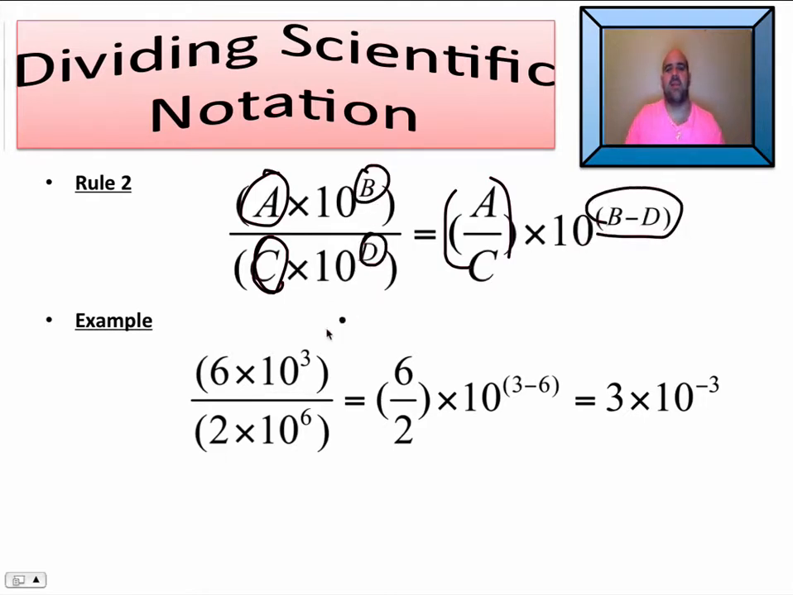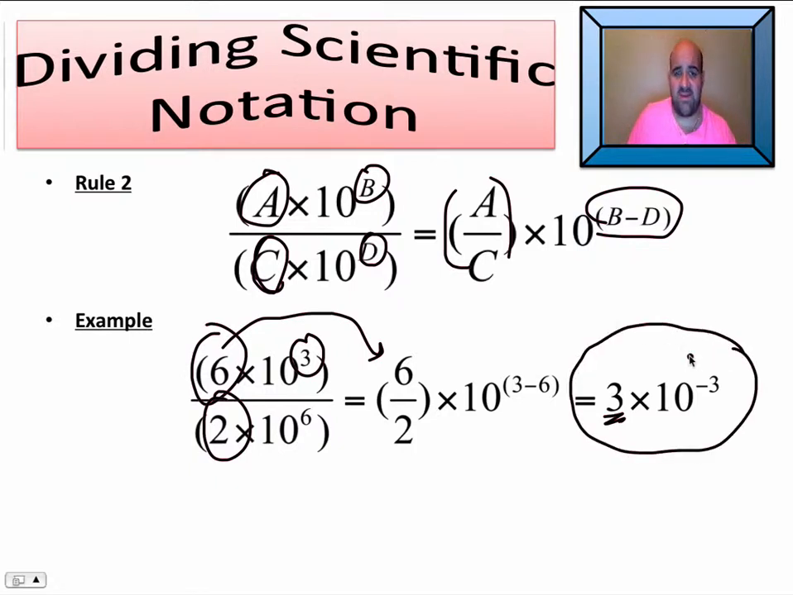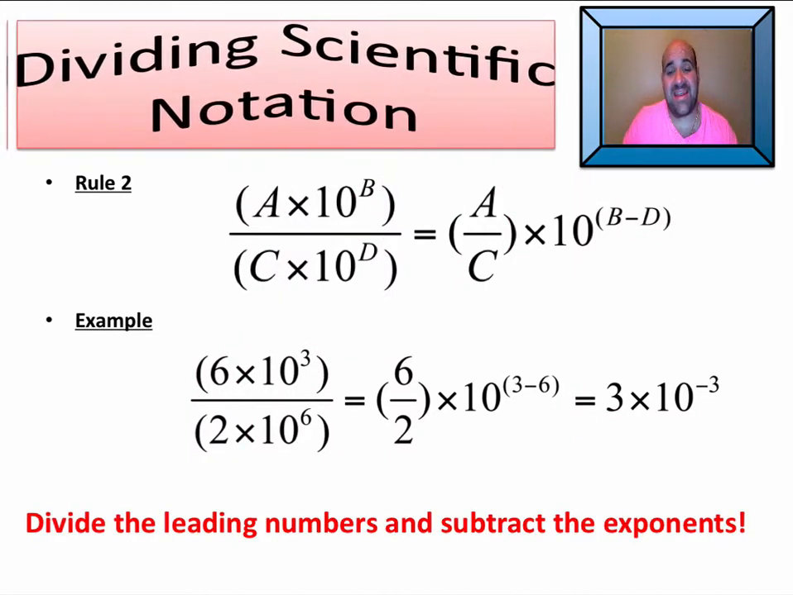So let's use a concrete example. 6 times 10 to the third divided by 2 times 10 to the sixth. What do we do? Well, we take the leading numbers, and we divide them. 6 over 2 is going to be 3. What do we do with the exponents? We subtract them. 3 minus 6 is a negative 3. Final answer: 3 times 10 to the negative third. Yes, it is that easy. So we divide the leading numbers and subtract the exponents when we're dividing.